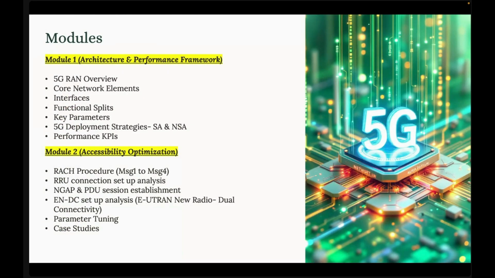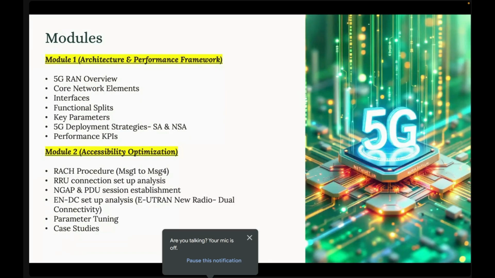Frequency range one, basically, will be under the range of less than 6 gigahertz, and for FR2 it will be millimeter wave, 24 to 100 gigahertz. You might have heard the term millimeter wave. Talking about the duplex mode.